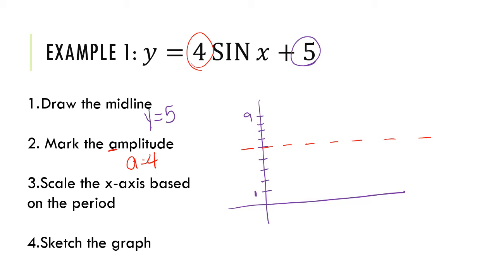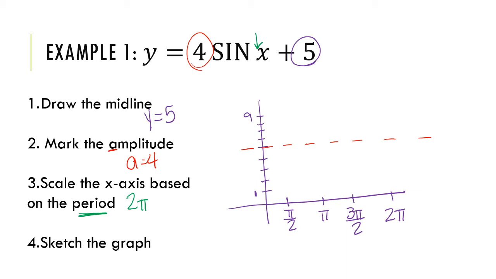The next thing is to scale the x-axis based on the period. Well, the period was found by the number in front of the x. Since we don't have a number there, we're going to stick with the normal sine period, which we found on the first slide was 2 pi. So just like what we did on the last slide, we're going to mark off based on pi over 2, pi, 3 pi over 2, and 2 pi.